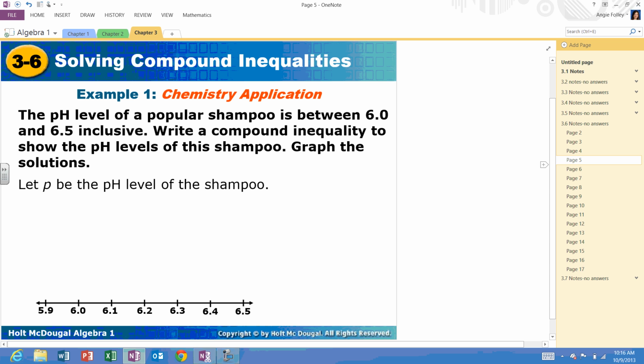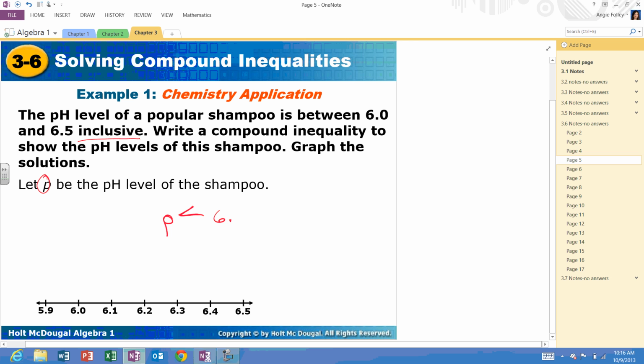Okay, so let's try one. The pH level of a popular shampoo must be between 6 and 6.5 inclusive. That's going to be important, the inclusive. Write a compound inequality to show the pH levels of this shampoo and then graph the solution. Okay, they want us to use P as our variable. So I always start by writing my P. And my first thing says that it's between 6 and 6.5. So that means P has to be less than 6.5.